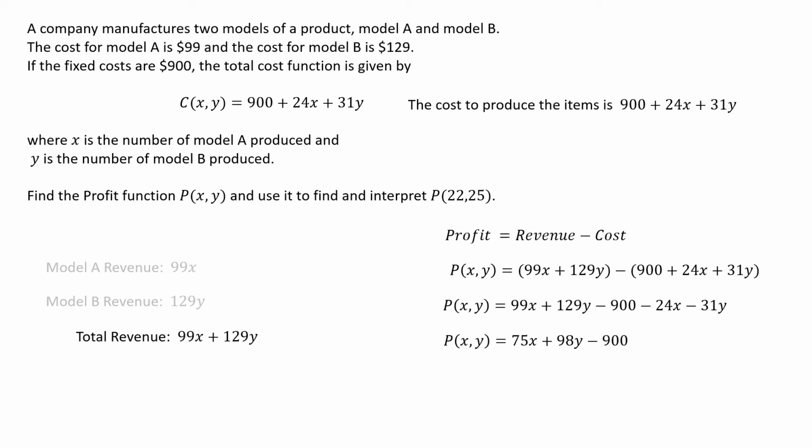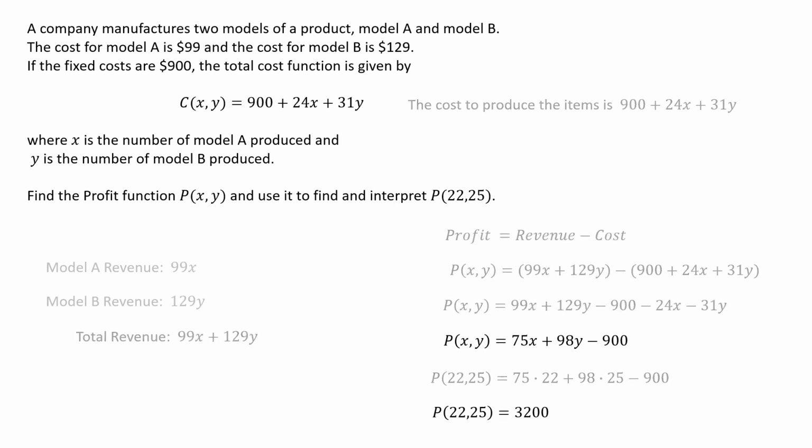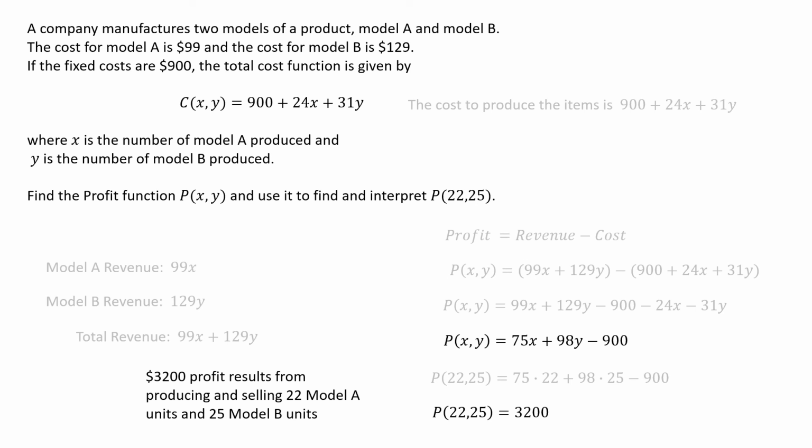Notice this profit equation has some meaning which may or may not be apparent to you, but it turns out we're making $75 profit for every Model A that we sell, $98 profit for every Model B that we sell, minus the $900 in fixed cost, perhaps just to set up a production line or something like that. And now that we have the profit equation, we can apply it to the particular situation where x is 22 and y is 25. Working that out gives us a certain number, which in this case is $3,200. What does that mean? That means that we would make a $3,200 profit if we were to produce and sell 22 Model A's and 25 Model B's.